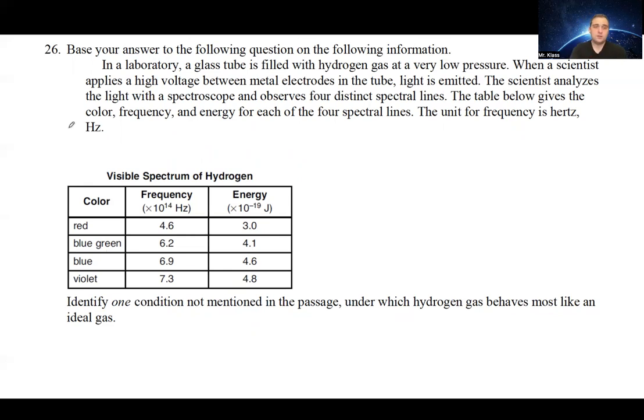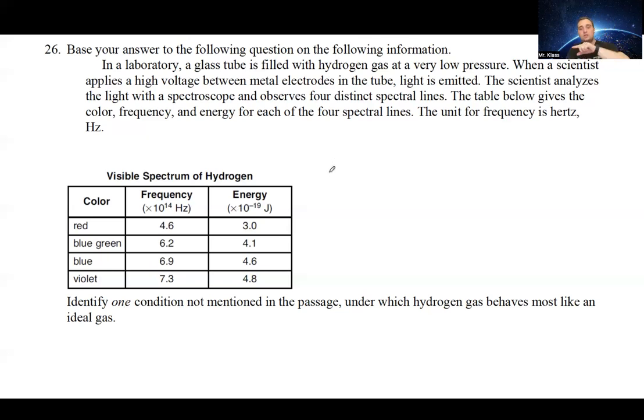However, I picked this particular question from the question series because the question is: identify one condition not mentioned in the passage under which hydrogen gas behaves more like an ideal gas. Okay, so we know there's a difference between ideal gases and real gases. Real gases are how gases actually behave. But according to KMT, which I talked about in my previous video, ideal gases are what those apply to. So it's more of a theoretical thought process.